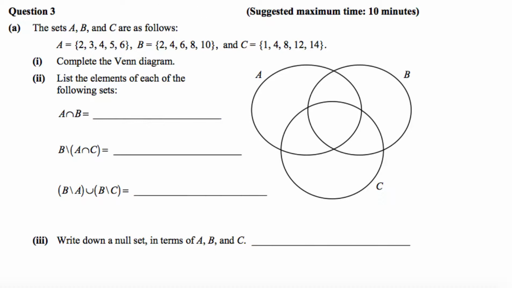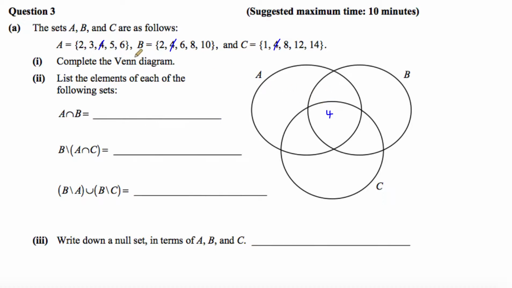Okay, so we're completing the Venn diagram. First of all, we're going to start in the middle and work our way outwards. That's the best way to complete Venn diagrams. So we're first of all looking for anything that's in all three sets. I can see there that the number 4 is in all three sets. So number 4 is going to go in the middle. Is there any other number then that's in all three sets? No, there isn't. So now I'm going to move out.